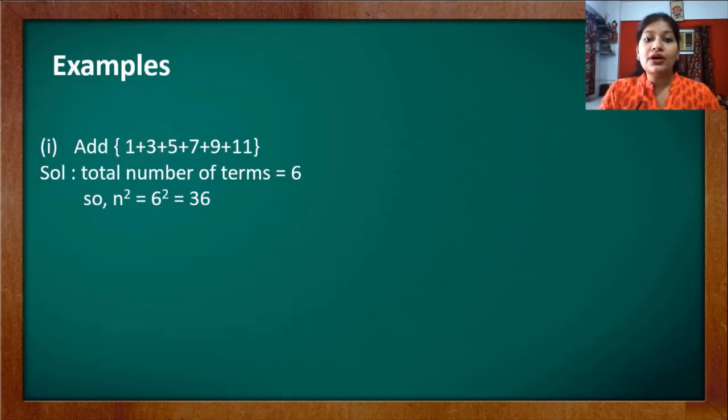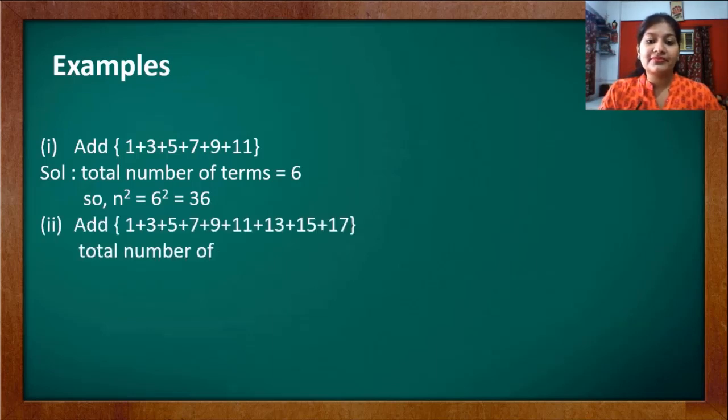And now confirm your answer with the same manual method as well. You will get the same answer. So there is one more question. In this, the number of terms is 9. So the sum will be n square, that is square of 9, 81.